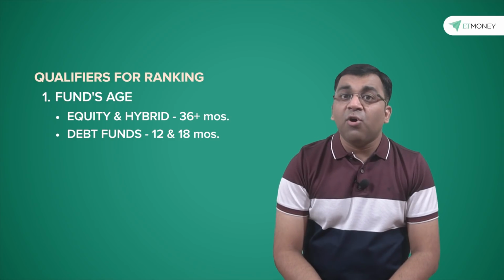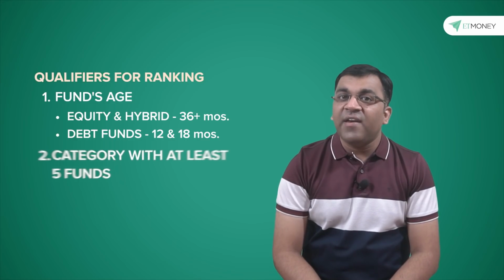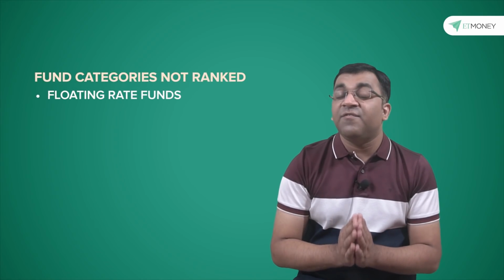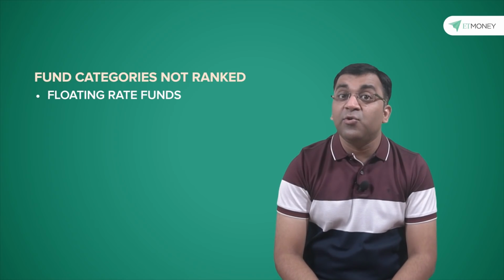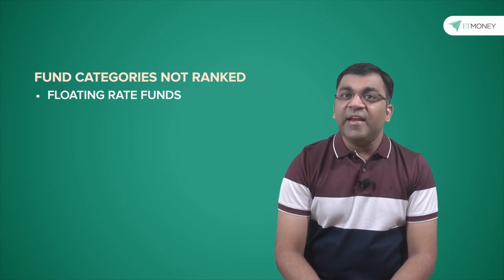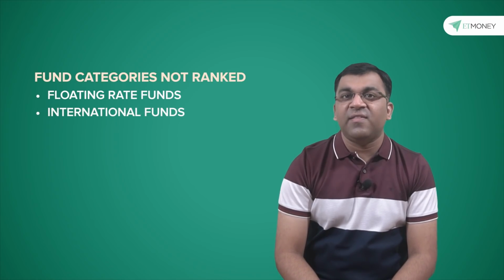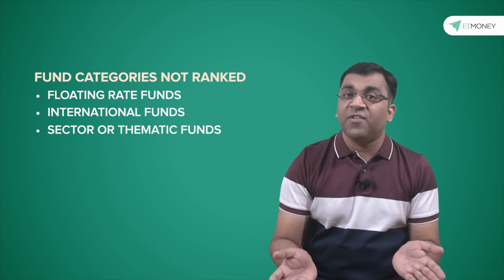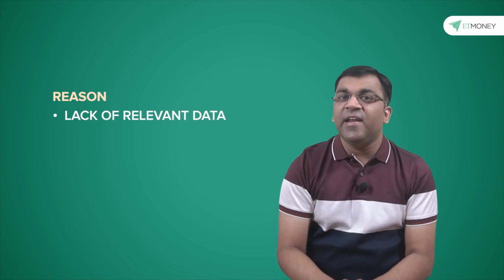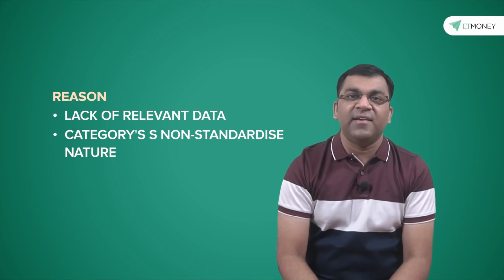Our ranking methodology also requires that the category in which the scheme lies should have a minimum of 5 schemes to be eligible for a rank. A good example of this would be the floating rate funds category, which presently does not have 5 schemes and hence has been excluded from the rankings. Additionally, ETMoney also excludes international funds and sector or thematic funds like pharma, FMCG, infrastructure funds, etc. from the ranking process. The reason for not having a rank in these cases is more to do with the lack of relevant data or the non-standardized nature of the category itself.